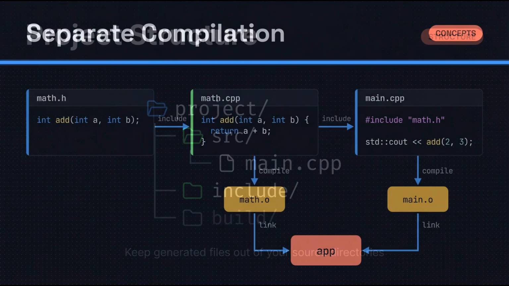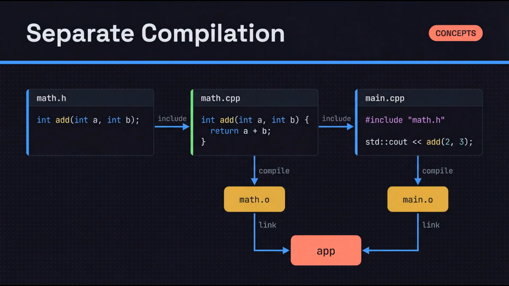In real C++ projects, you don't put all your code in one file. You split declarations from definitions. Here's the pattern. The header file, math.h, contains only the declaration int add(int a, int b); semicolon. That semicolon means this is a declaration, a promise that this function exists. Any file that includes math.h knows about add without seeing how it works.